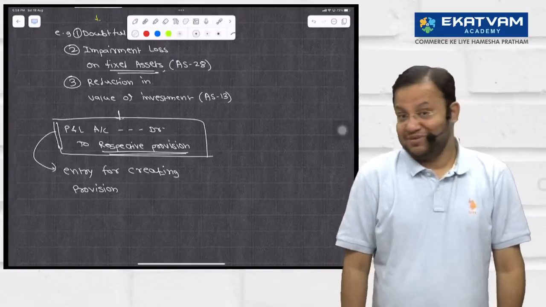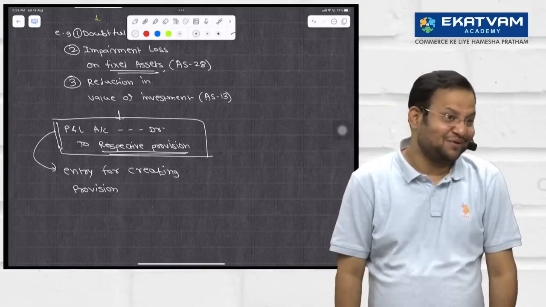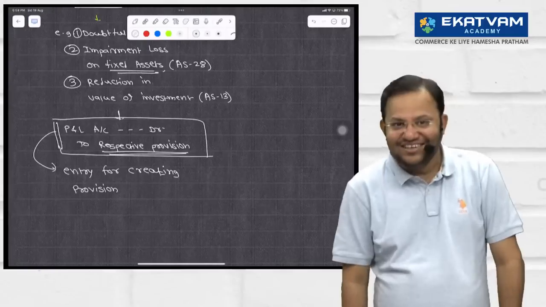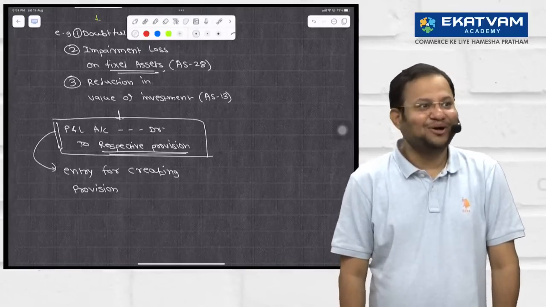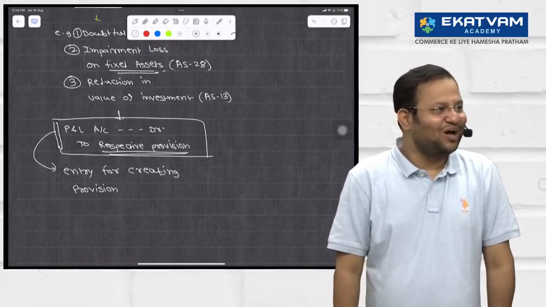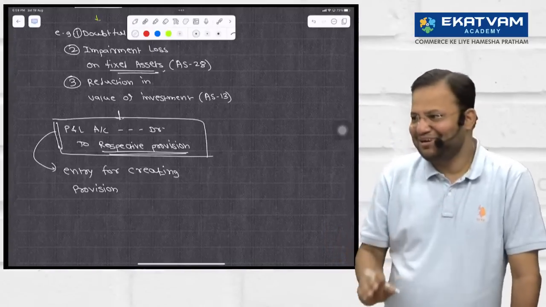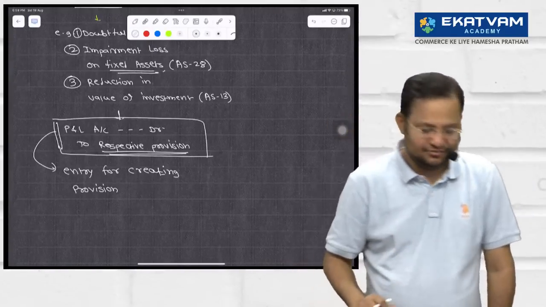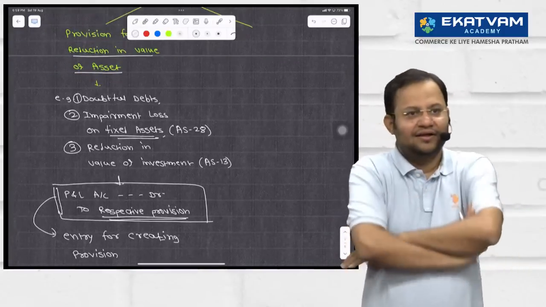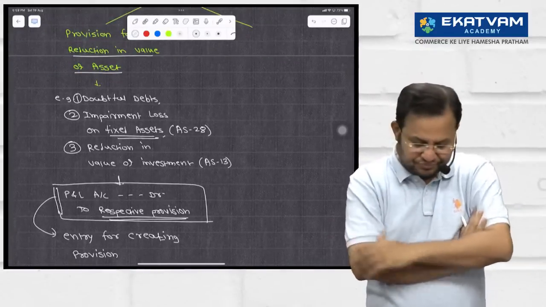Nominal. We teach from basics. Types of account: personal account, real account, nominal account. Nominal account, debit all losses, credit all incomes. This is nominal loss. Loss is debited. Basics. Are you clear with this provision?